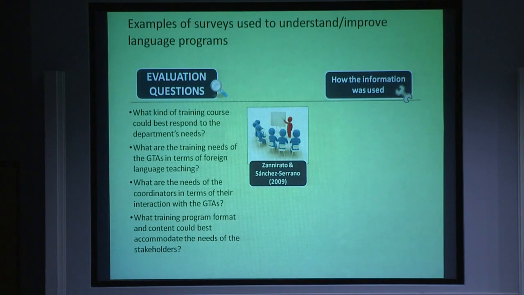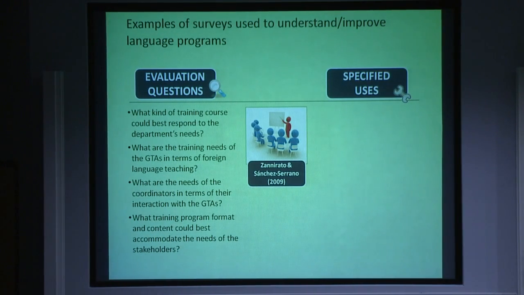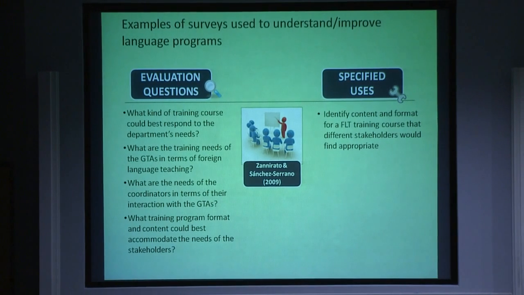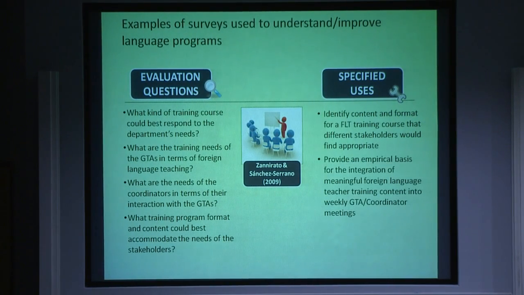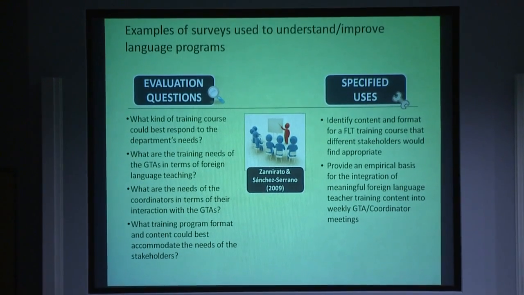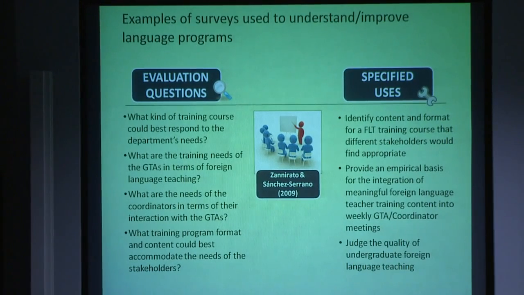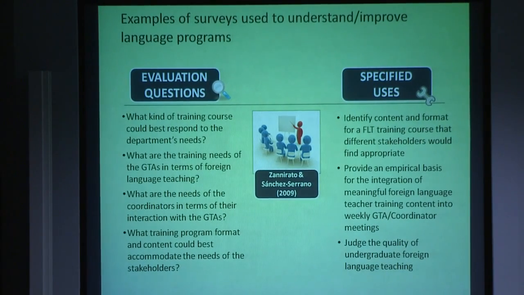So on the basis of that, they specified a number of uses prior. What they wanted to do was identify content and format for a FLT training course that different stakeholders would find appropriate. Provide an empirical basis for the integration of meaningful foreign language teacher training content into weekly GTA coordinator meetings. And judge the quality of undergraduate foreign language teaching. A survey was used, and many of those uses were realized.